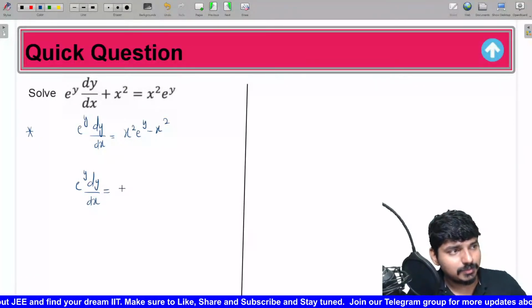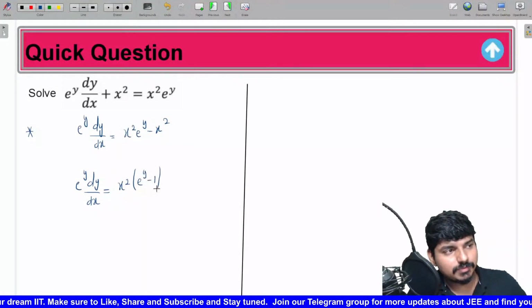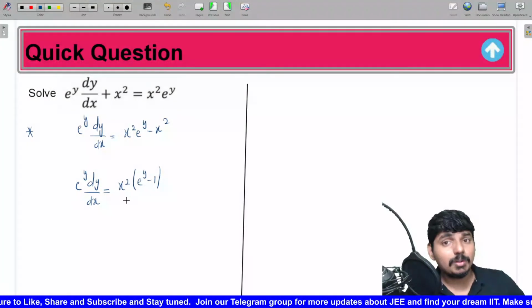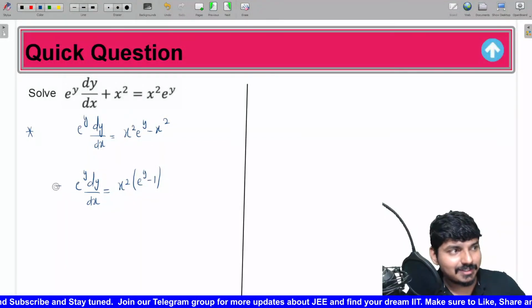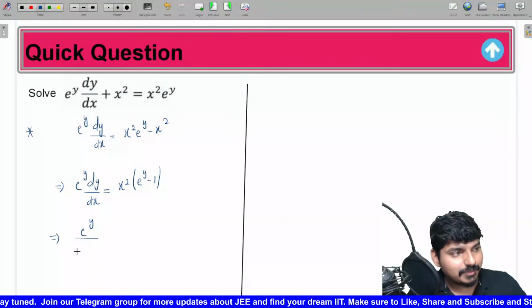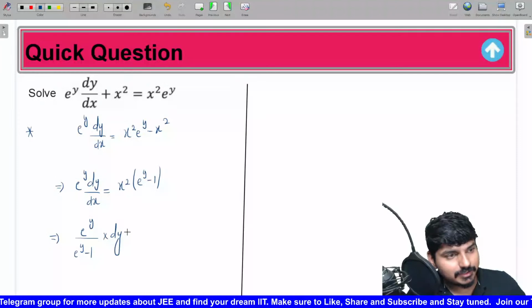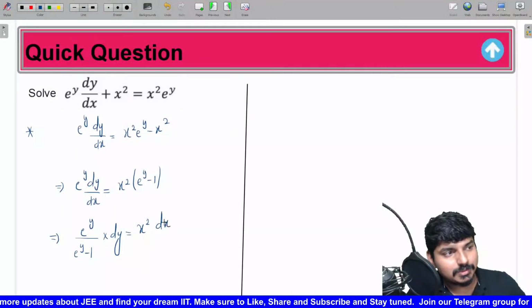Okay, now from here I'm going to get this e raised to y into dy by dx equal to, I can take x square as a common, and that is going to give me e raised to y minus 1. Now can you write all the y terms along with dy, all the x terms along with dx? Yes, we can do that. You see here, everyone, I can write this as e raised to y by e raised to y minus 1 into dy is equal to, this is going to be x square into dx.